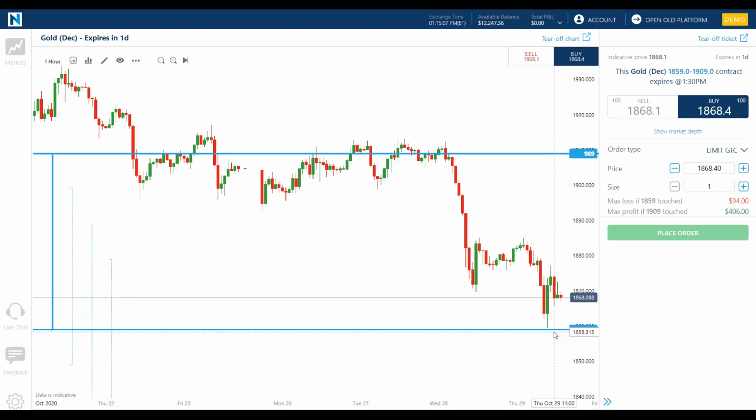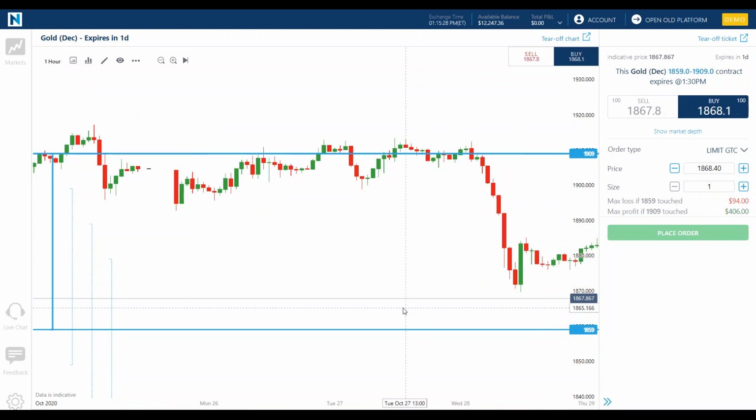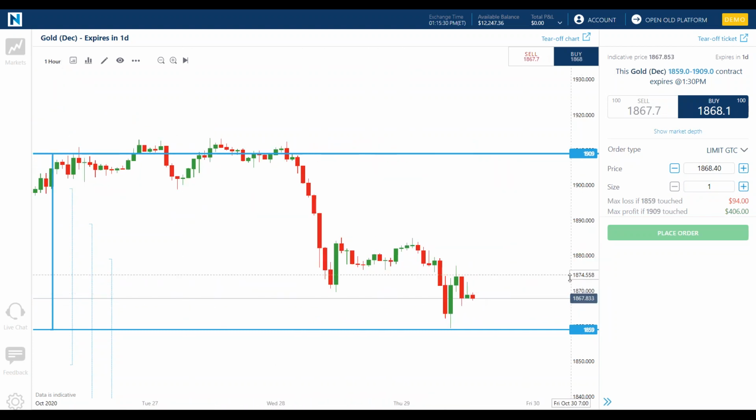If I were to buy one and I were wrong, and gold went down and touched 1859. It got close earlier today, but it did not touch there. But if it did, I would have gotten knocked out and I would have a maximum potential loss of $94. If I bought gold in here, I could not lose any more than $94 if I bought one contract. Now, if I were correct, and so let's go ahead and I'm going to zoom in a little bit, if I were correct and it were to rally and get all the way up to 1909, my maximum potential profit would be $406.